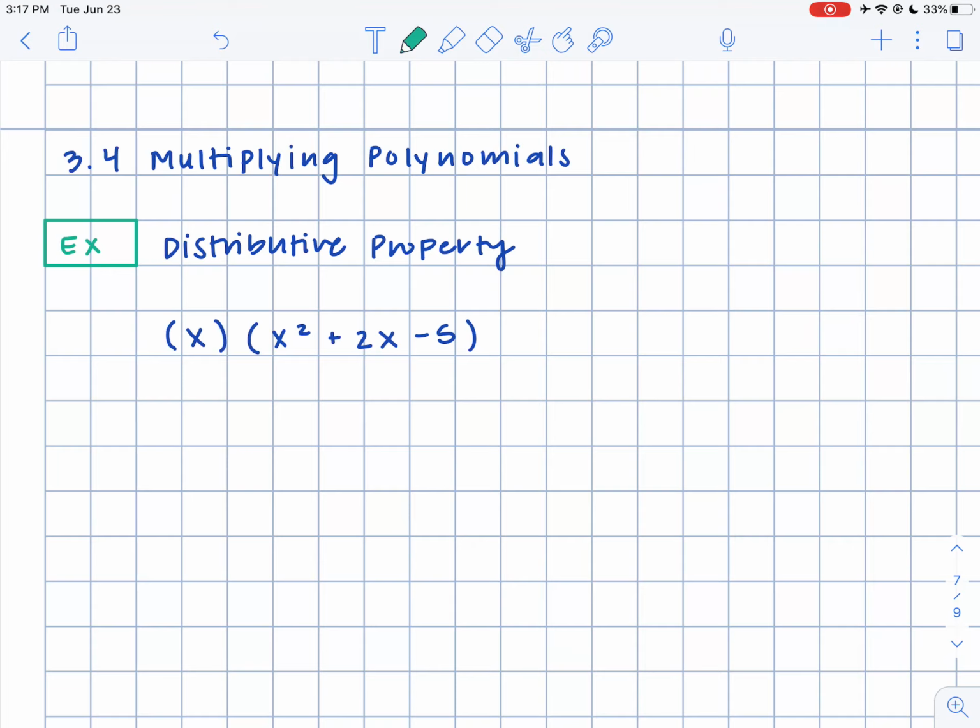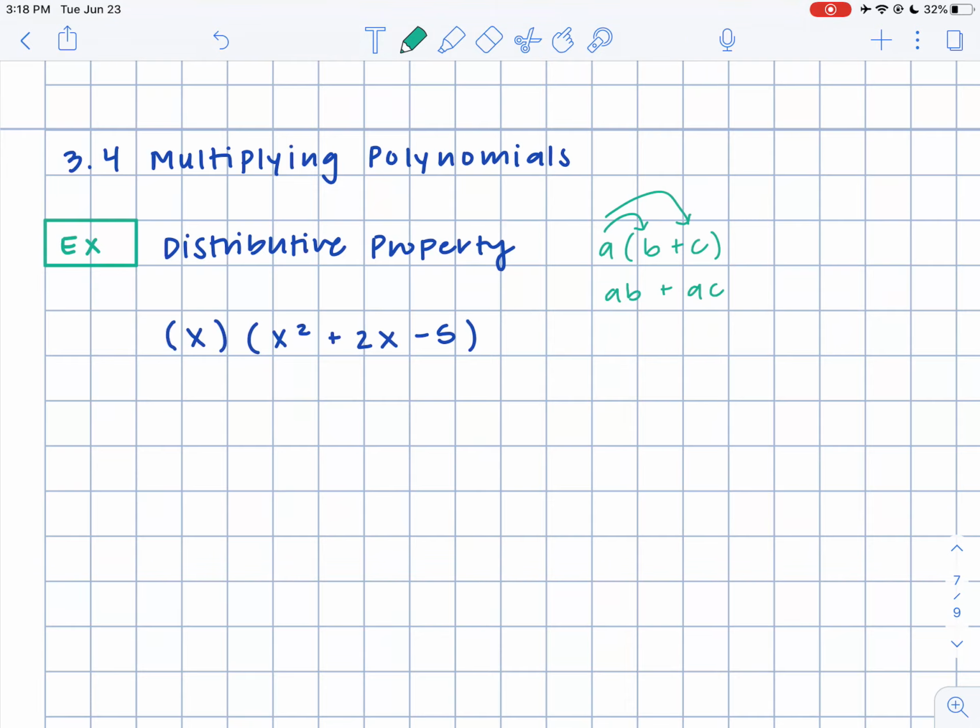Hello, today we're going to talk about 3.4, multiplying polynomials. So before we begin, let's refresh our memory on the distributive property. Remember we said that A times (B plus C) would give us AB plus AC because we had to distribute A into each of the terms in the parentheses.